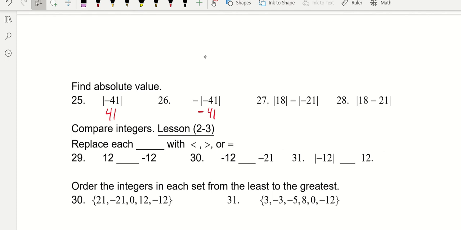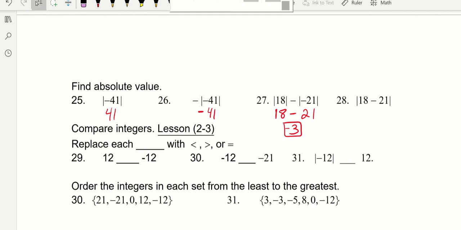Number 27, absolute value of 18 minus the absolute value of -21. So let's do the same thing to start out. That's going to be 18 minus the absolute value of -21, which is 21. 18 minus 21 is -3. -3 there.